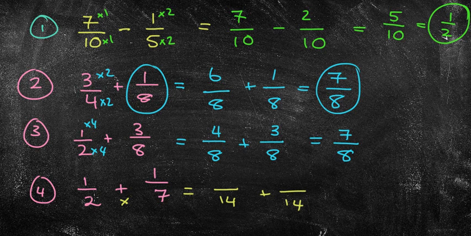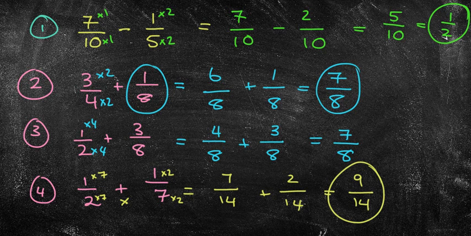Okay, so 2 times 7 is 14, 1 times 7 is 7. 7 times 2 is 14, 1 times 2 is 2. 7 plus 2 is 9 over 14. Now, just before we move on, let's just double check. Can I simplify that down to anything smaller? 1, 3, and 9 go into 9. None of those go into 14. So bang, that's our answer.